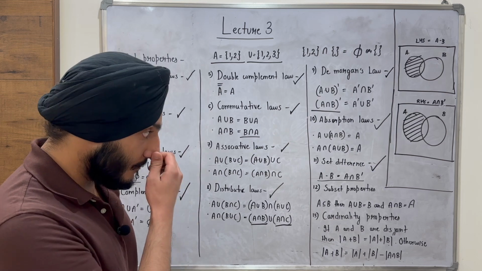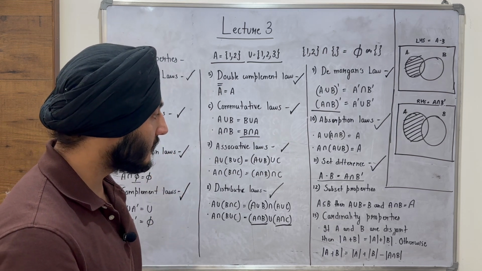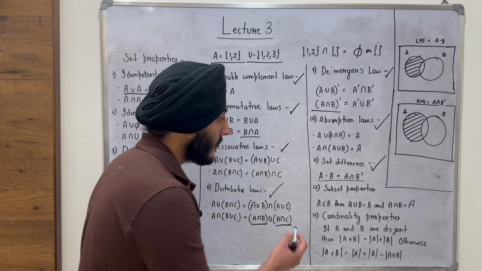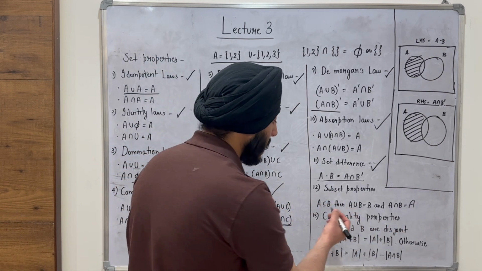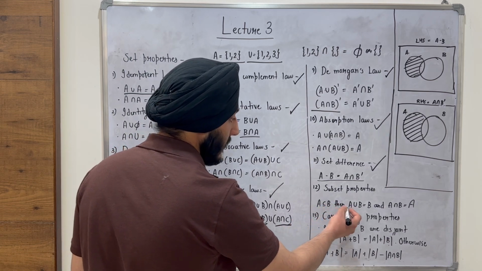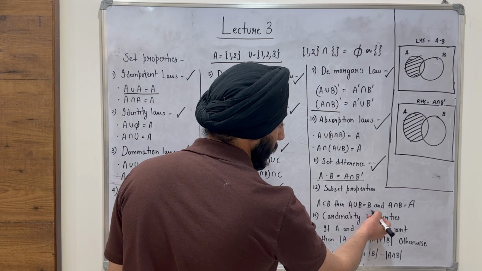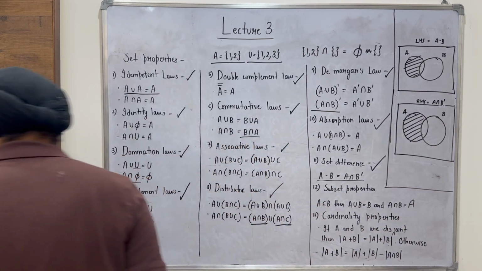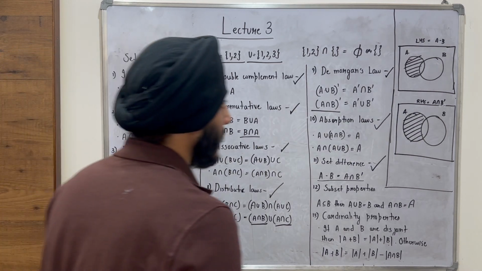Moving on, let's try to understand the subset properties. These are very simple to understand, but let's try to read what it says. If A is a subset of B, then A union B is equal to B and A intersection B is equal to A. I'll try to explain it with an example once again.